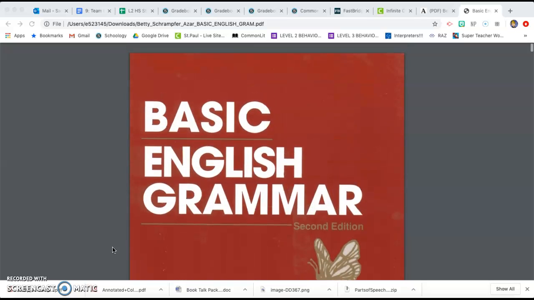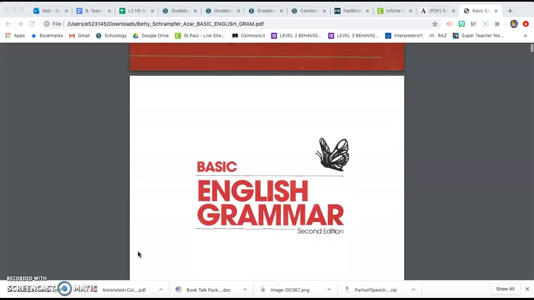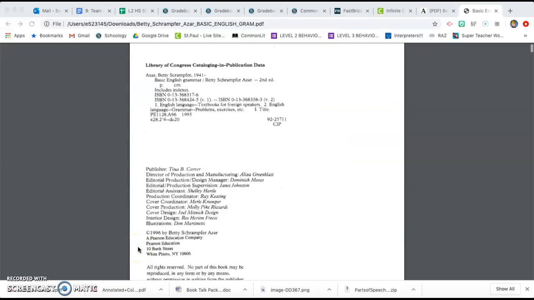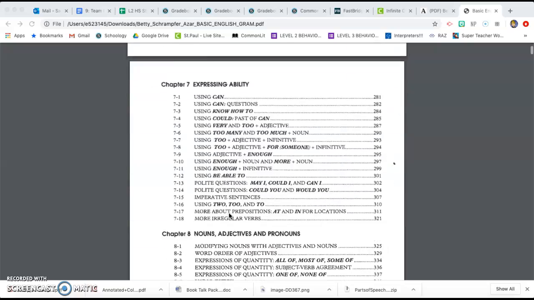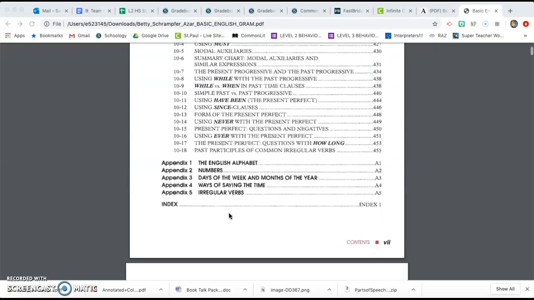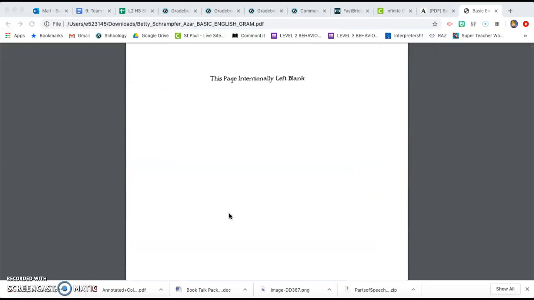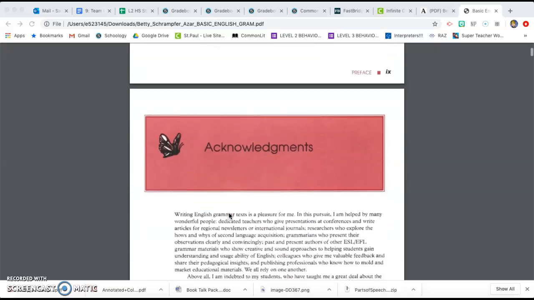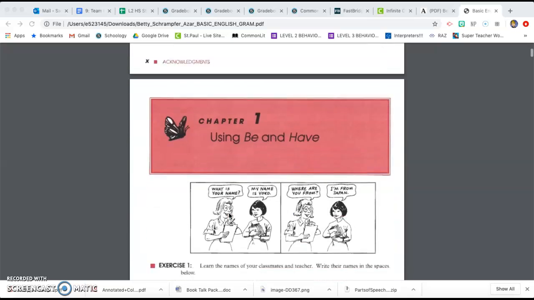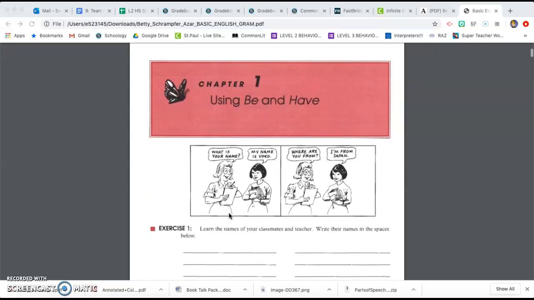So this is what the book looks like, and if we were at school we would have the book, but we don't since we're online. But I'm going to show you what we're going to start with. We're going to start this unit in chapter 1 using the words be and have. So I'm actually going to scroll past this. This is called the table of contents, and it tells you what the book will be about. It's very long. We usually don't finish the whole book in the school year, but we're going to try to get through as much as we can.